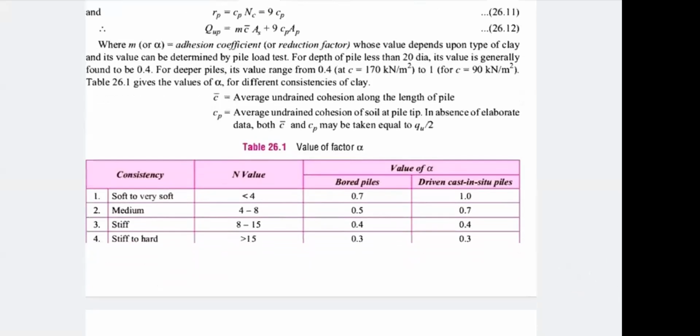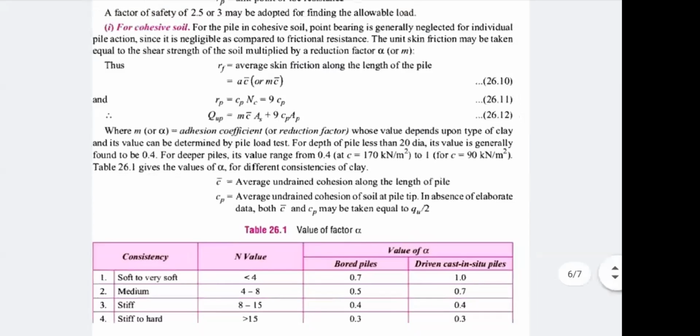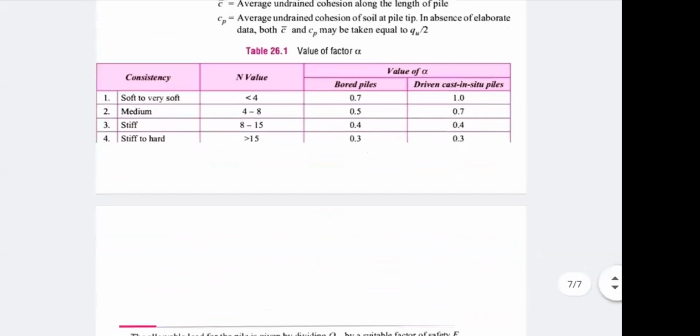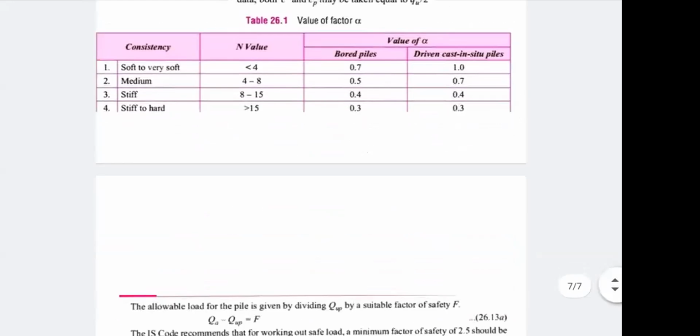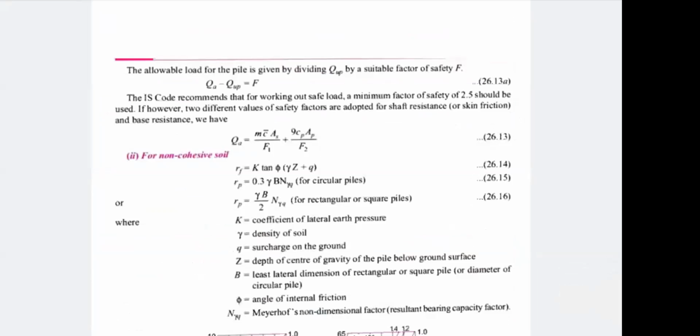Alpha is nothing but the adhesion coefficient, which you will need to assume in case of your average skin friction along the length of pile. So you should mark up this formula from your exam point of view. Now the allowable load carrying capacity of a pile is given by dividing Q_UP. We have taken this assumption. This is the first line of our static formula: Q_A equals Q_UP divided by factor of safety. So what is Q_UP and what is Q_A? Q_A is nothing but your allowable load, and Q_UP is nothing but the ultimate load on a pile.